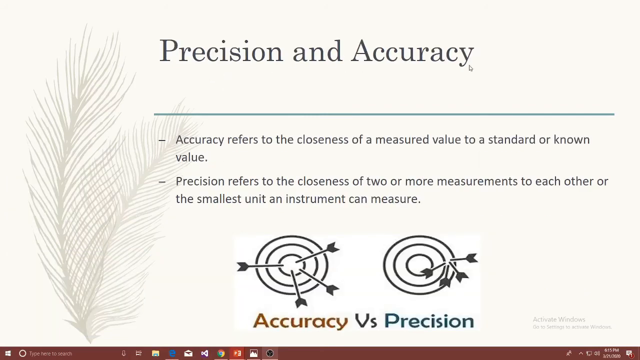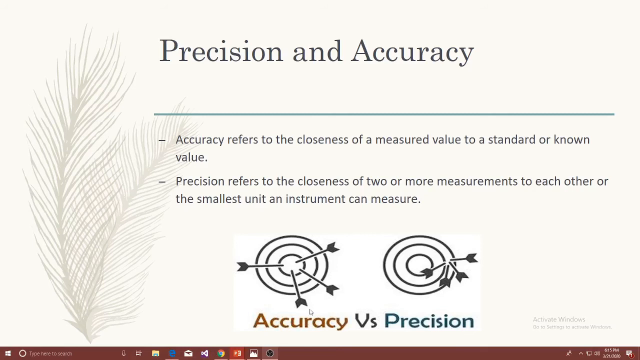Precision and accuracy. Accuracy refers to the closeness of a measured value to a standard or known value. Now, you might be confused, but I am pretty sure if you see this picture you should know. Accuracy means the standard value, like the bullseye is the standard value of this dartboard, and it shows that the person who is shooting it, or the instrument which he uses, is accurate.